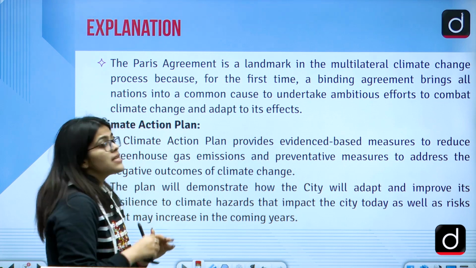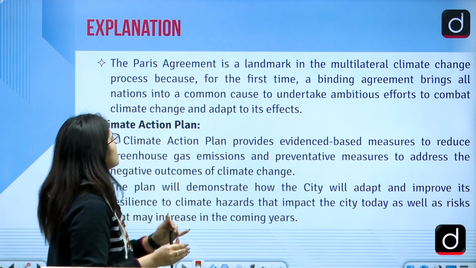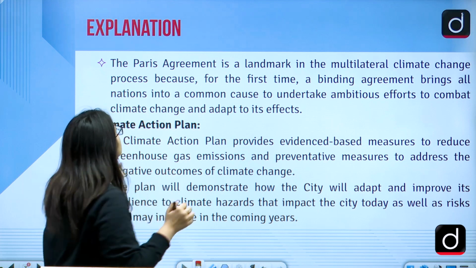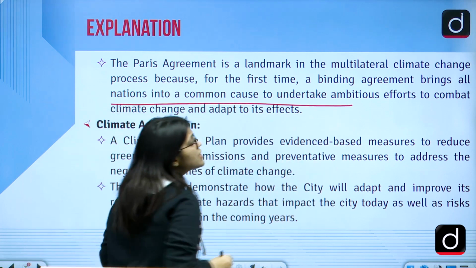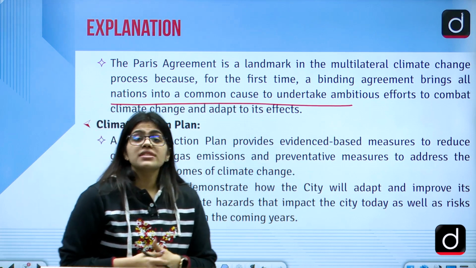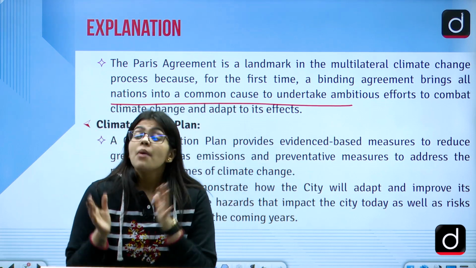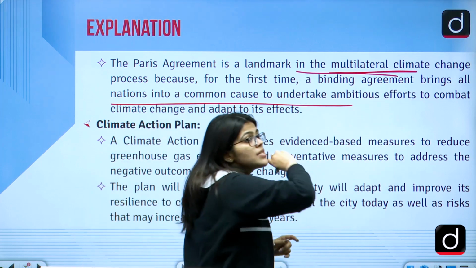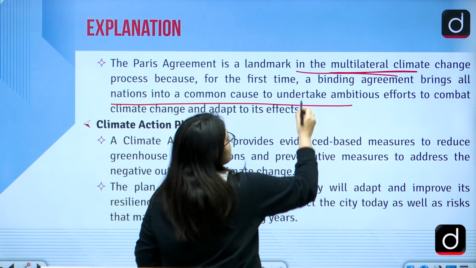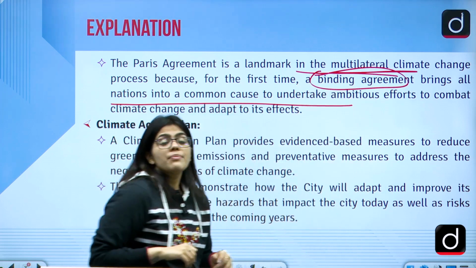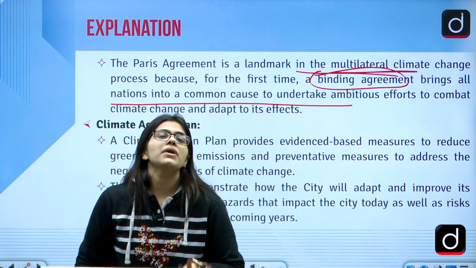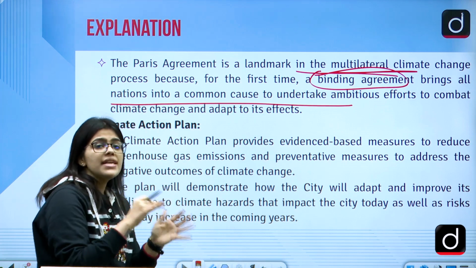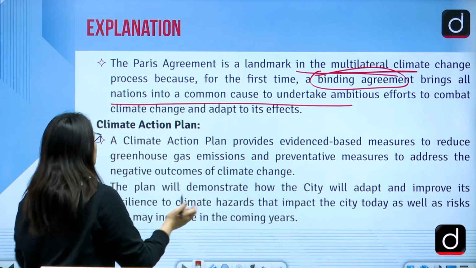So the Paris Agreement is a landmark in the multilateral climate change process, because for the first time a binding agreement brings all the nations into a common cause, and they were very ambitious. It was a very ambitious effort that they took, because why? This was the first time that a multilateral agreement talks about a lot of things, and it is a binding agreement. So if you don't follow it, then you are punishable. So it is a binding agreement. It was a success, and it was a very ambitious effort that they were taking.